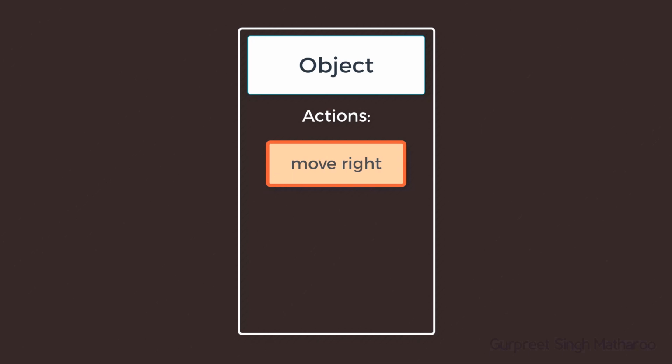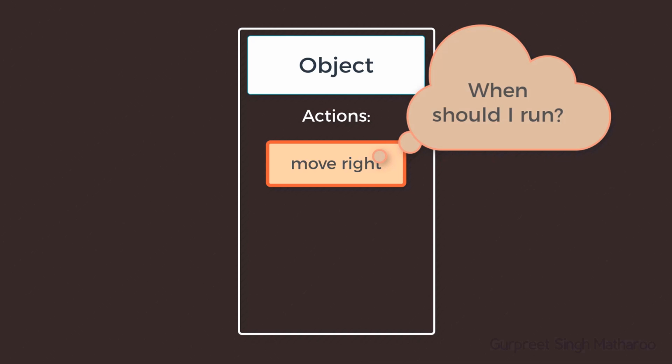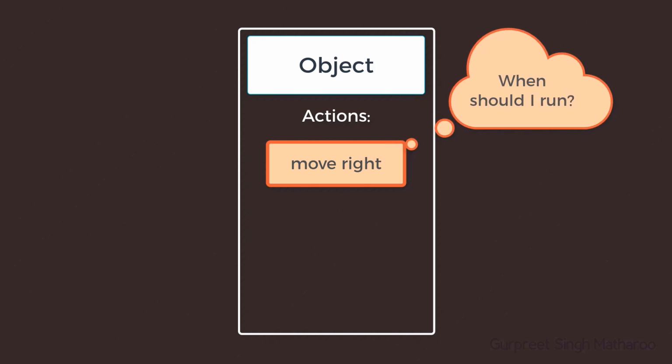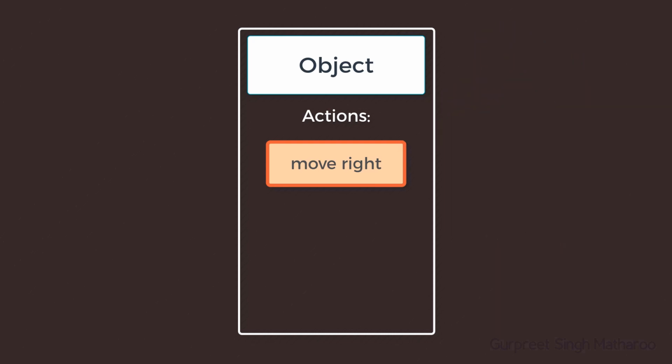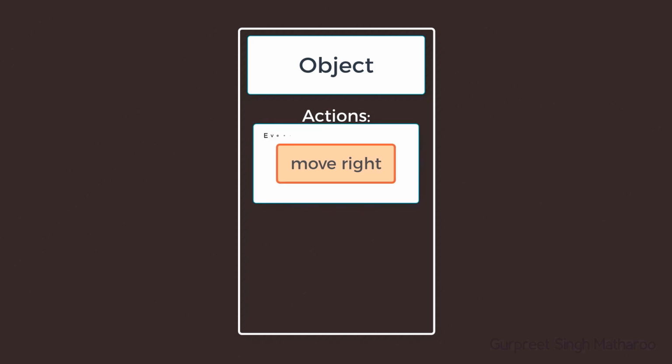But along with the action itself, the object also needs to know when the action should be run. For example, you may want it to run only once so that it moves to the right only once. Or you may want it to keep running so that it keeps moving. Or you may want it to run only when the right arrow key is pressed so that it runs based on the player input. So this is where events come in. Using events, you can basically control the timing of the actions. So actions are always put inside events, and the events control when their actions run.